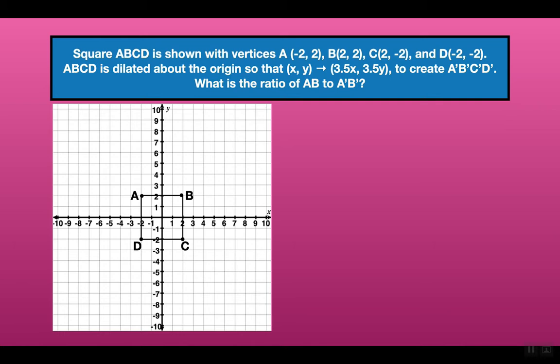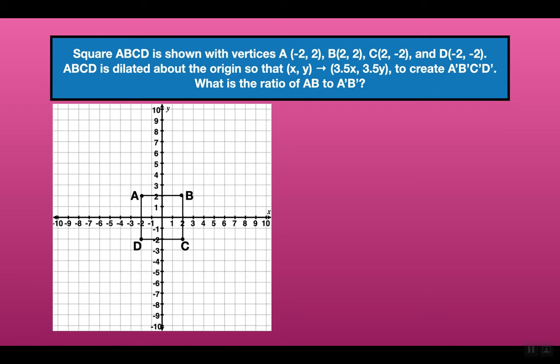Okay, so it may have sounded complicated, but basically they want you to do a dilation by a factor of 3.5 to the square. And they want to know what's going to be the ratio of side AB to side A prime B prime. You can answer this very quickly without doing any work, but let me first explain it to make sure everyone understands, all right?